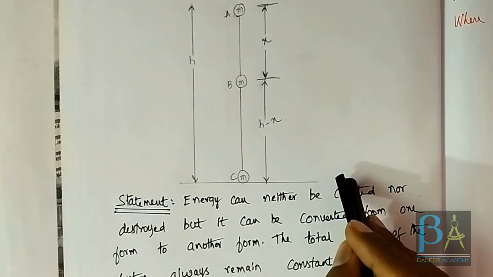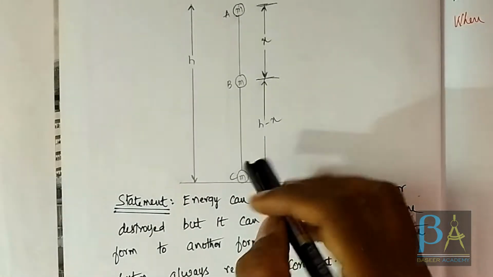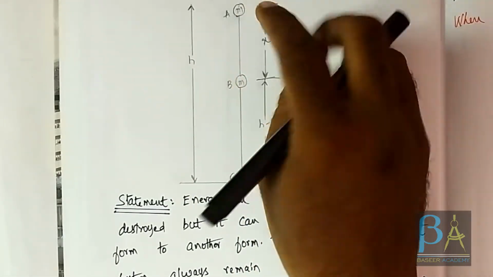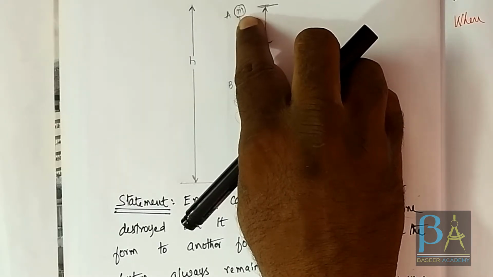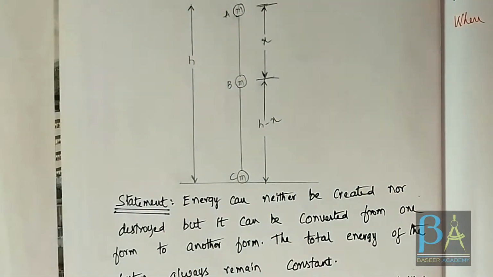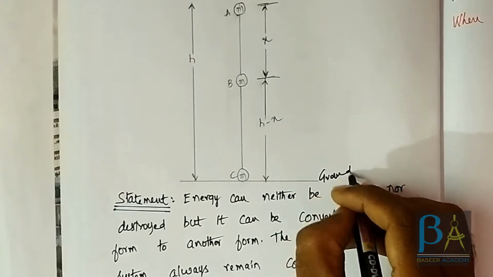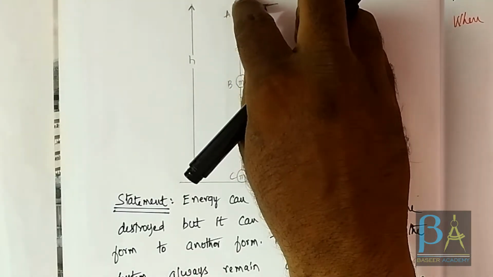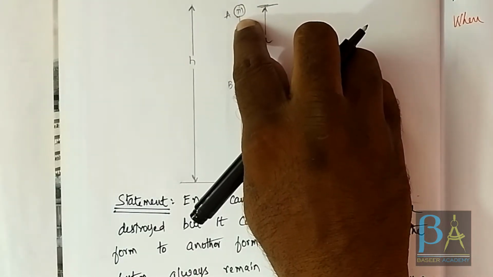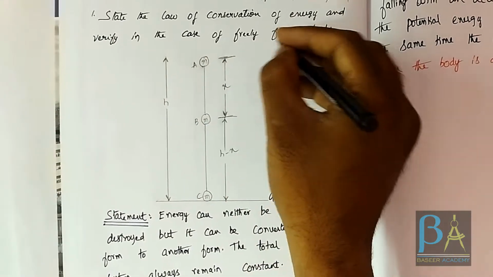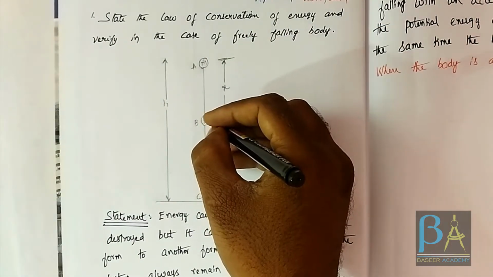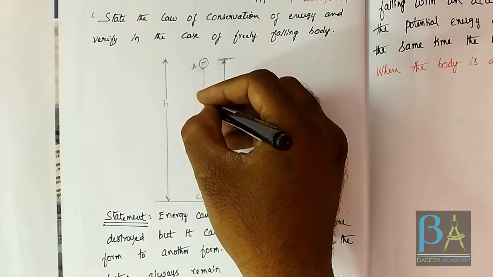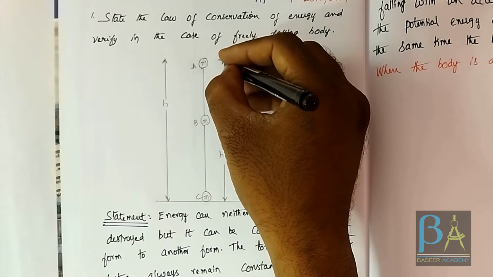Let us say this is the ground, and at a height h from the ground at a point A, we have an object which is placed, and let us say the mass of the object is small m. Now since it is a freely falling body, it is falling under the influence of gravity. So from point A, if we drop it, it reaches point B after covering a distance of x.